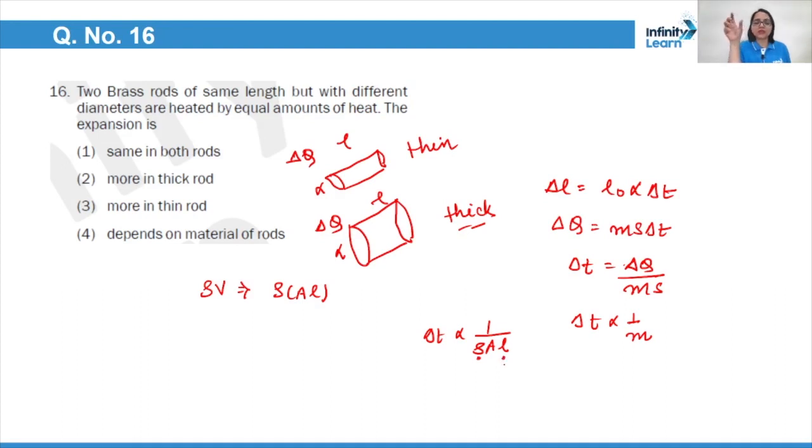Now rho and L are the same for both the rods. Material is same, so rho is same, L is given in the question same. So delta T is inversely proportional to A. So if area of cross section is more, change in temperature will be less, right? So for thicker rod, change in temperature is less. For thinner rod, change in temperature will be more. Fine. And delta L is directly proportional to change in temperature. So for thinner rod, change in temperature is more. That is why the expansion will be more in the thinner rod, which is option 3.